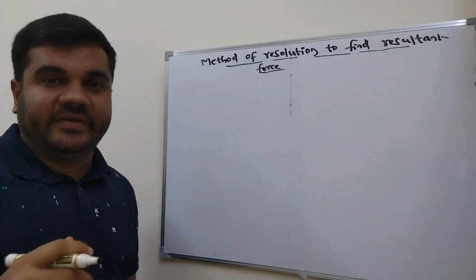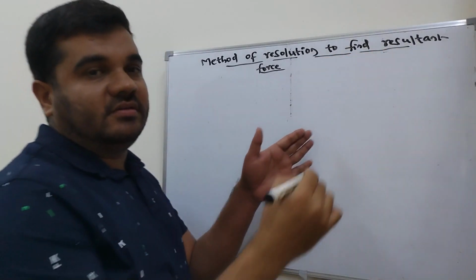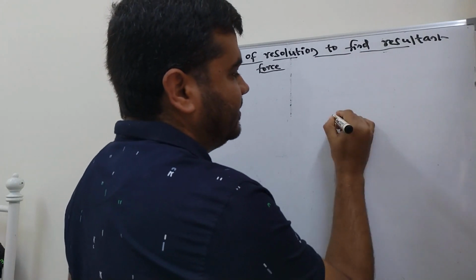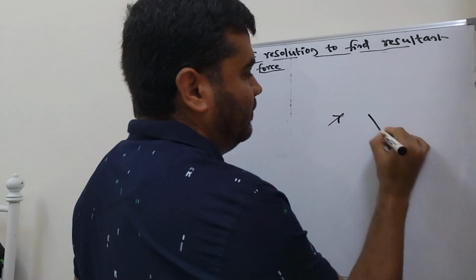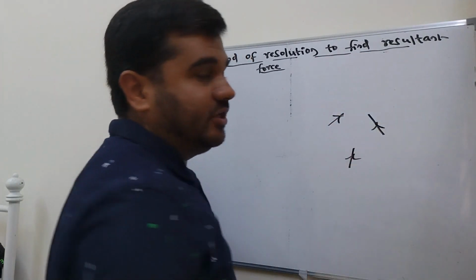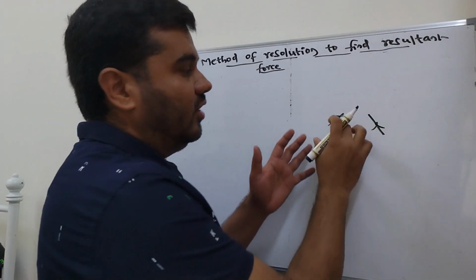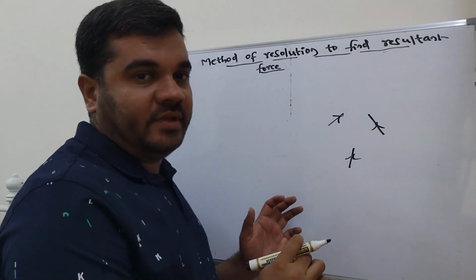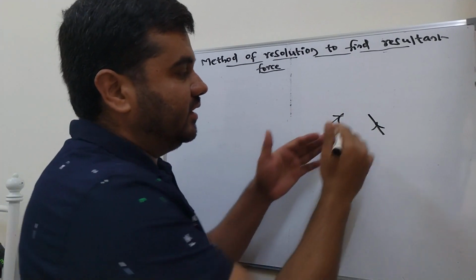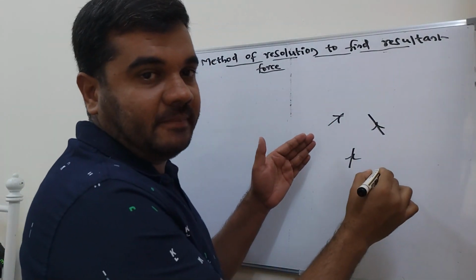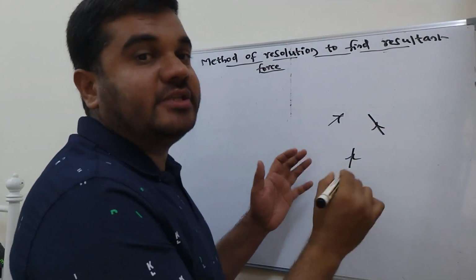I'll just give a brief idea here. There are many forces acting in different directions, like one force, two forces and three forces, along with their magnitudes and directions. How do we find the resultant of all these forces by using the resolution method?